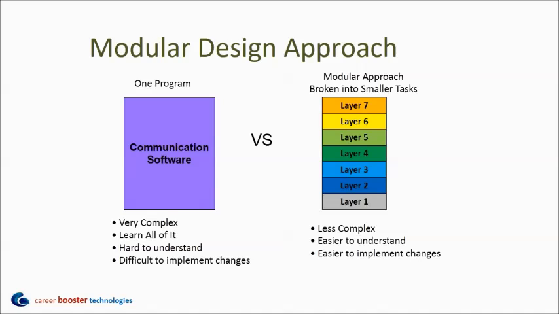So a modular approach is basically dividing a bigger task into smaller tasks. Obviously it is less complex, easier to understand, easier to implement. I often take an example of constructing a house or a building, right? Can you think of the number of jobs that need to be done in constructing a building?